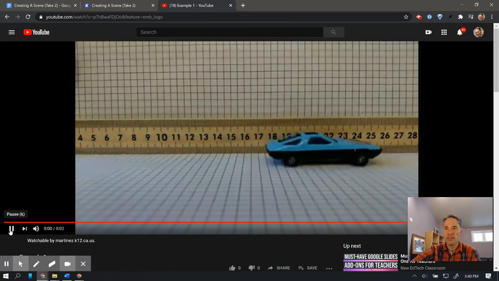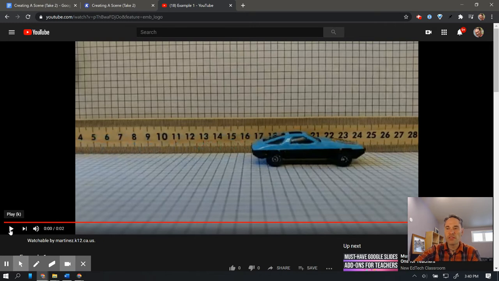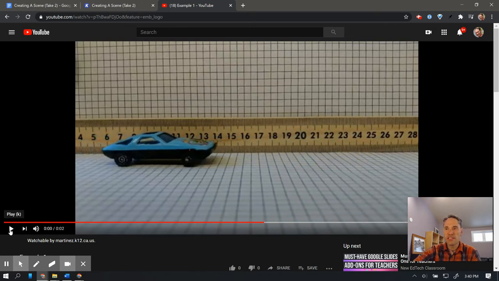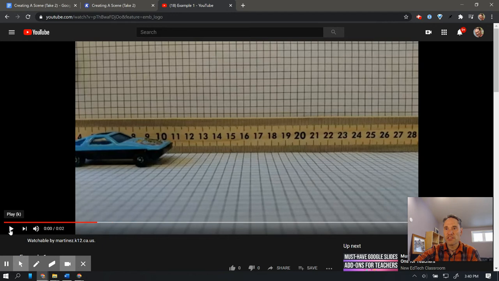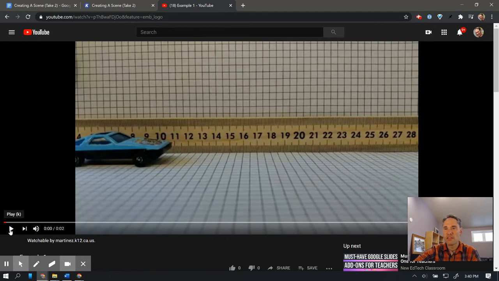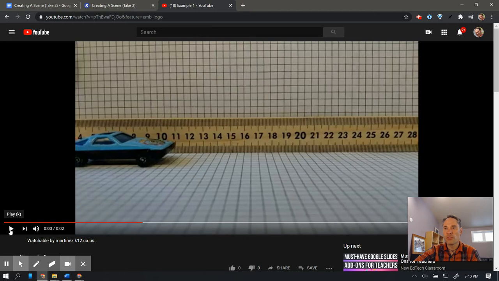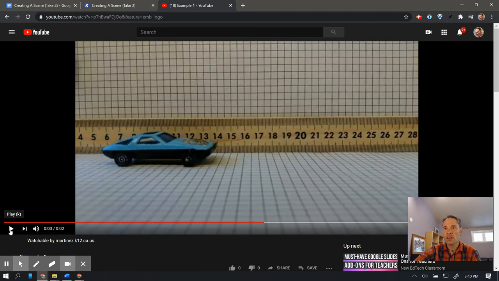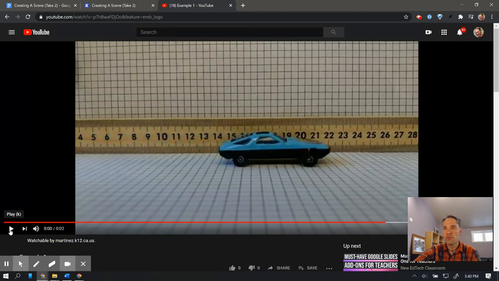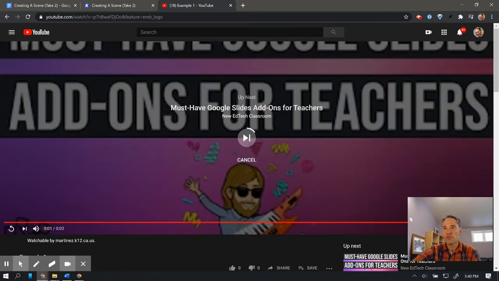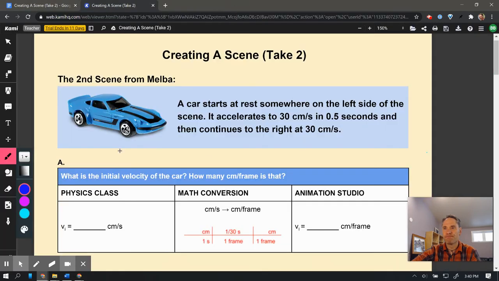It might not look like much, but believe it or not, there's quite a bit that goes into it. If I go back here in the scene itself, you'll notice that it starts at rest. And then when it starts to move, it moves just a little bit at first, and then a little bit more, and a little bit more, and off it goes until it's moving at 30 centimeters per second. All right, so let's look at how I break that down and make sense of it.